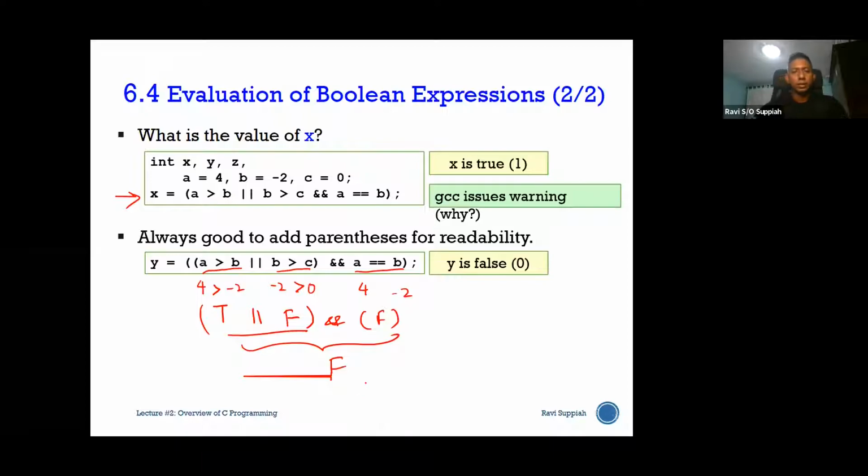So this is why it is important, the need for putting in brackets, to enforce the order of interpretation, so that you yourself do not get confused about which one is going to be evaluated first.